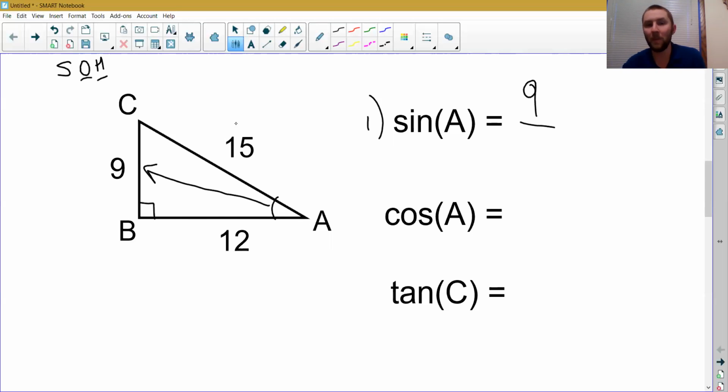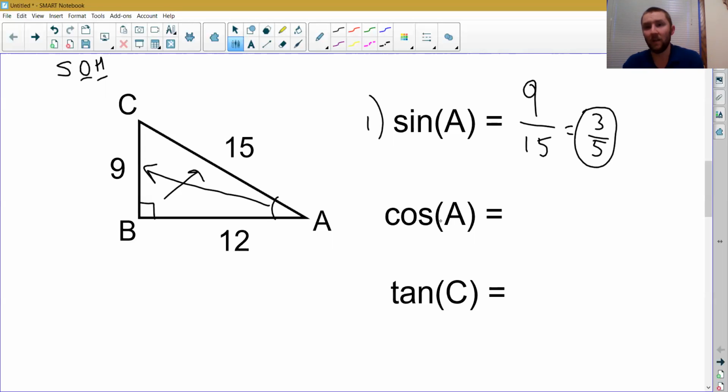The denominator is going to be the hypotenuse because of the H. So that's across from the 90-degree angle, which makes 15. So 9 over 15 can be reduced by 3, I think, down to 3/5, right? Divide top and bottom by 3. We get that, 3/5 is the ratio of my opposite and hypotenuse sides, right? So we would say that the sine of angle A is 3 over 5, okay?